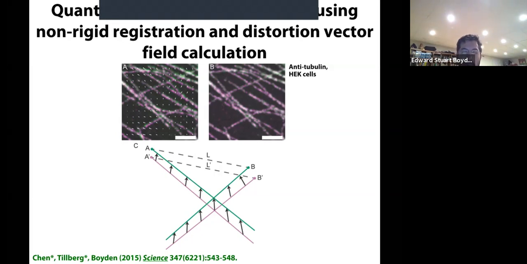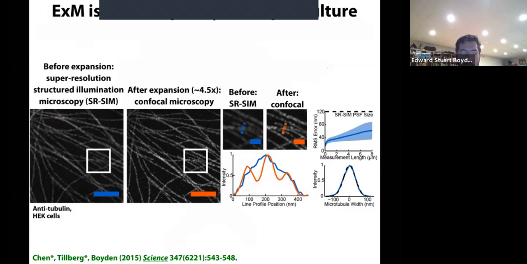We also can look at the resolution. We can look at microtubules, for example, which we know their exact size. We stain them with fluorescent antibodies, and then we can image them before expansion on a classical super-resolution microscope, and then after expansion on a conventional confocal microscope. And so what we found was that indeed the resolution was nanoscale. If you expand 4.5-fold, then the microscope that you use would be 4.5 times more precise.